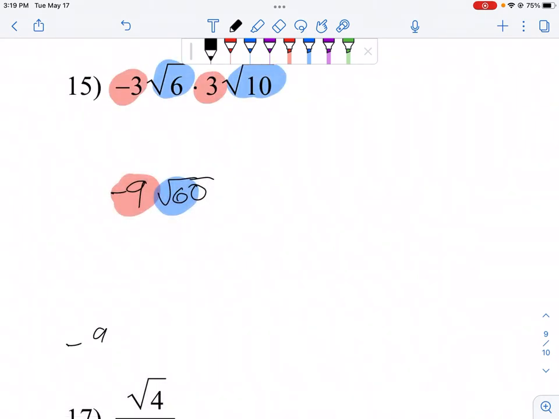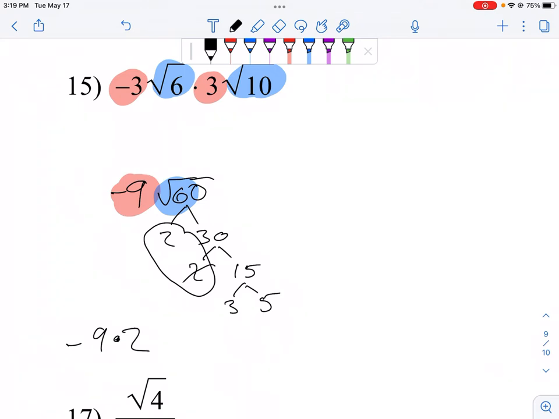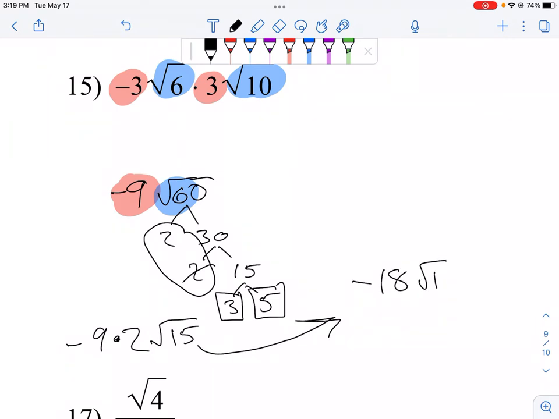So negative 9 is waiting outside to multiply with whatever we get. 60 is going to be 2 and 30. 30 can be 2 and 15. 15 can be 3 and 5. I've got a pair of 2's. 3 and 5 multiply back up to make 15. And so that means our final answer is negative 18 rad 15.